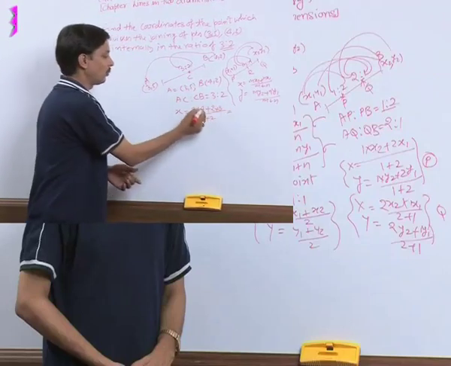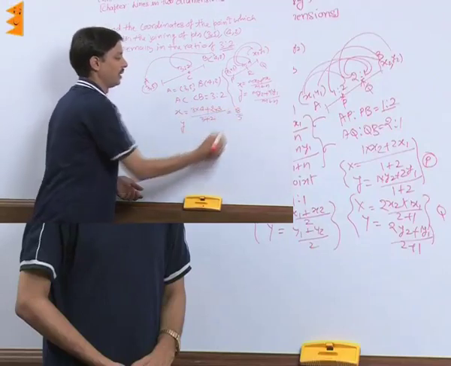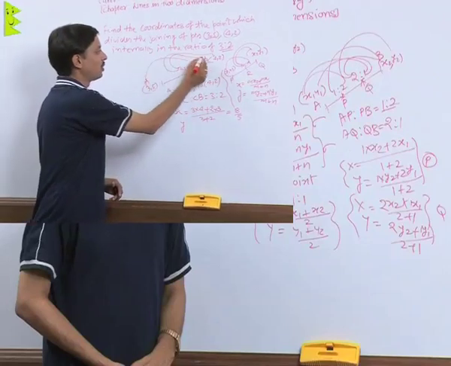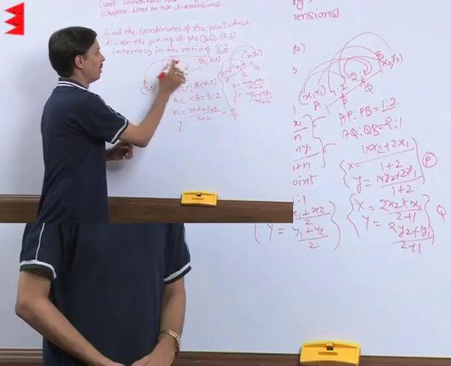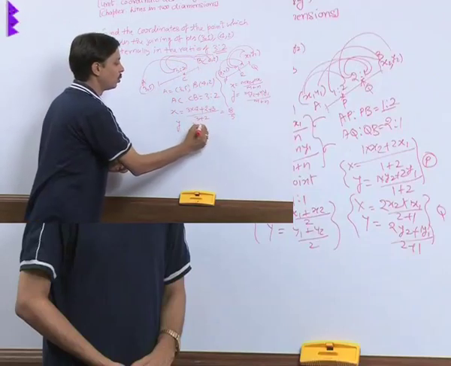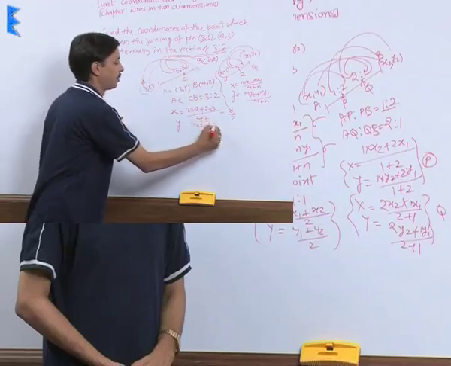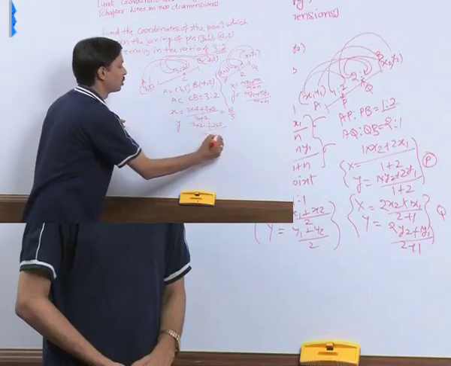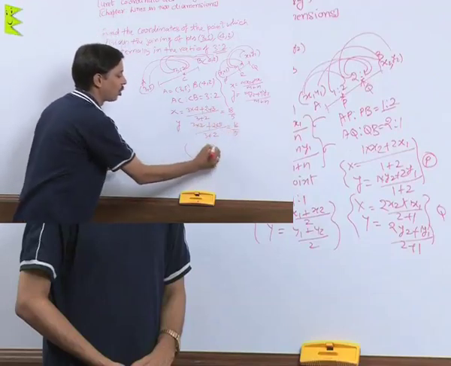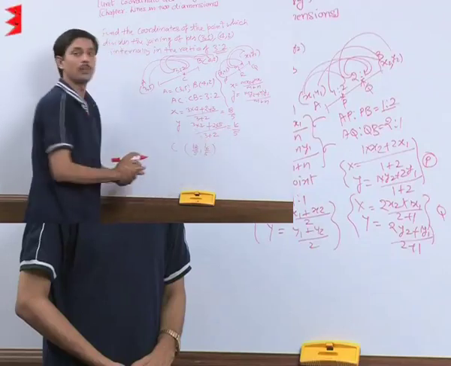This value will come out as 4 3 are 12 plus 6, 18, 18 upon 5. Now to calculate y, we will apply the same. 3 into 2, my2, because 2 is the value of y2, plus ny1, that is 2 into 5, upon 3 plus 2. That is 6 plus 10, 16 upon 5. Hence the coordinates of the point C are 18 upon 5, 16 upon 5.